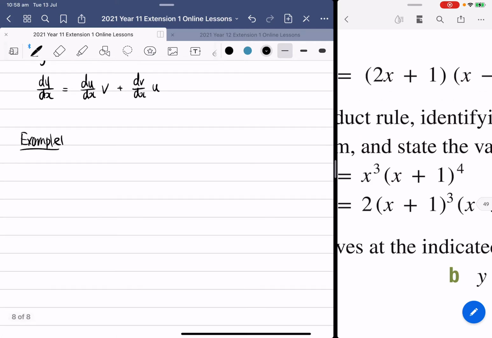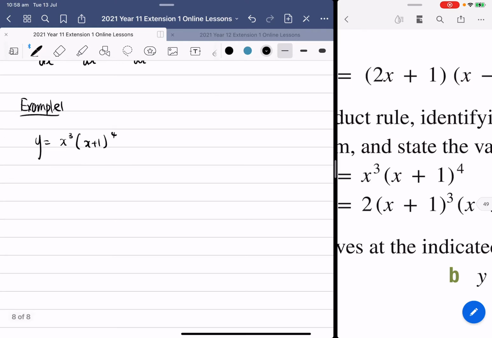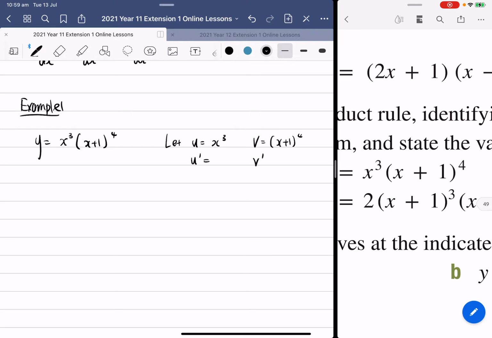Example 1. If we have y equals x to the power 3, x plus 1 to the power 4, you can use this method. I'm not going to force you to use the way I do the questions. I just don't like to write a u and a v. So you can say let u equal x to the power 3, and let v equal x plus 1 to the power 4. Then you can find u dash, which is 3x squared, and v dash, which is 4 times x plus 1 to the power 3.